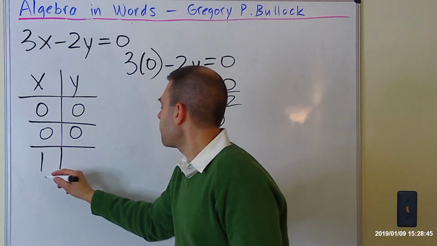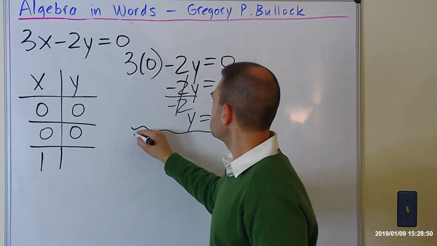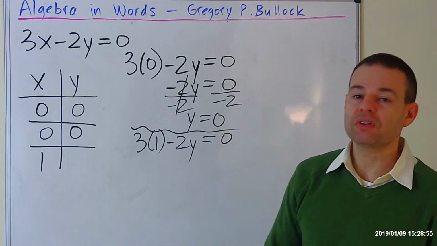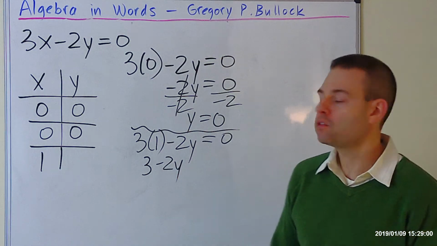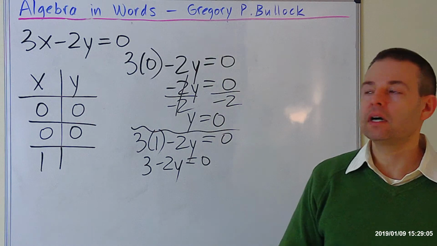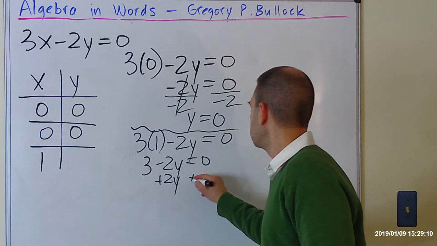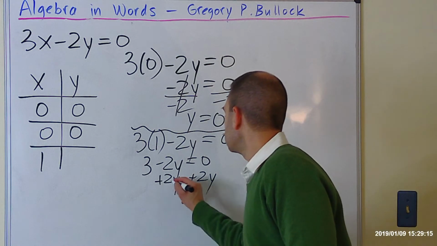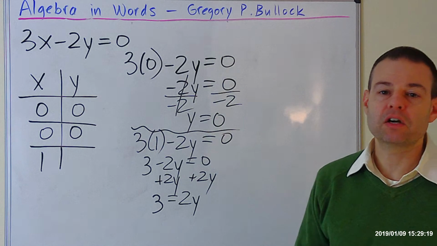Okay, so let's plug in 1 for x and find out what that is. So 3 times 1 minus 2y equals 0. This becomes 3. This stays negative 2y equals 0. And let's add 2y to both sides to move the term with the variable to the right. So we get 3 is equal to 2y. Now divide both sides by coefficient 2.